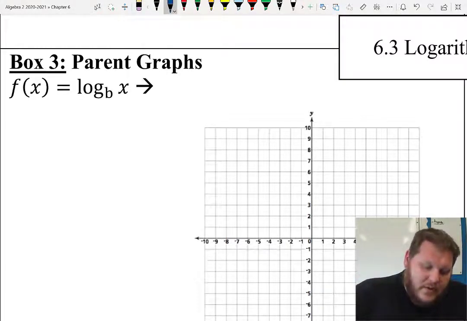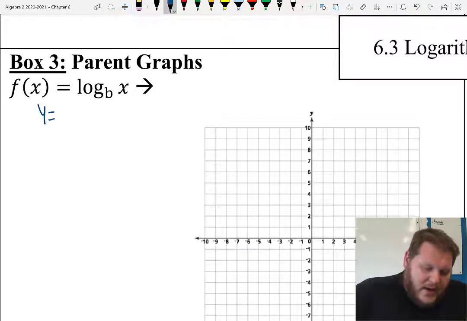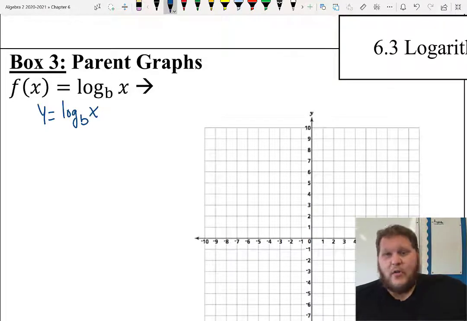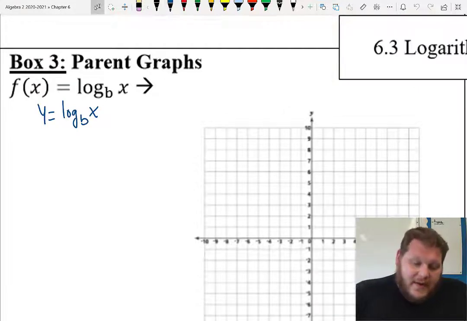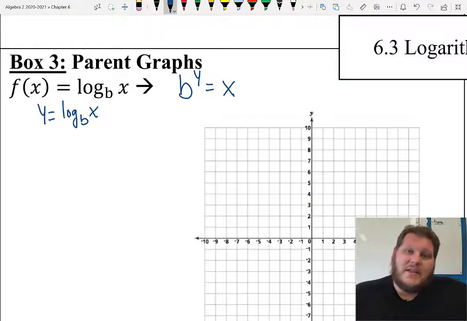Because if, instead of my function notation, this was y equals log base b of x, we know that f of x is just the output, so that's my y value. If I wanted to, remember my rearranged version of that from back in part one was that b to the y power equals x. I find that much, much easier to use rather than trying to guess and check. It's going to be far easier for us to pick out nice values of y and get nice values of x.